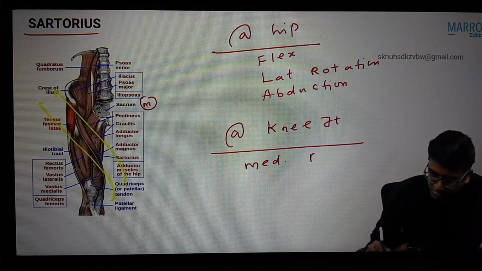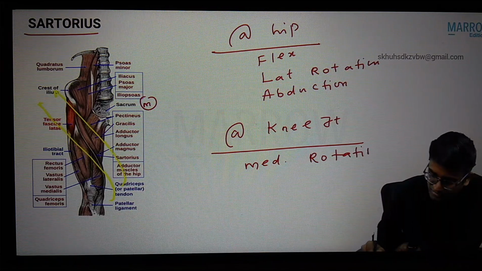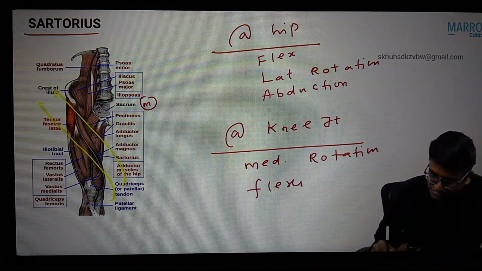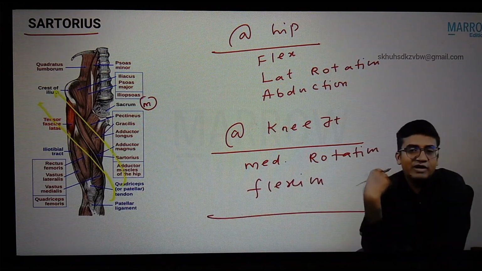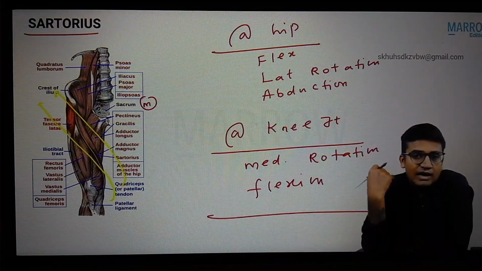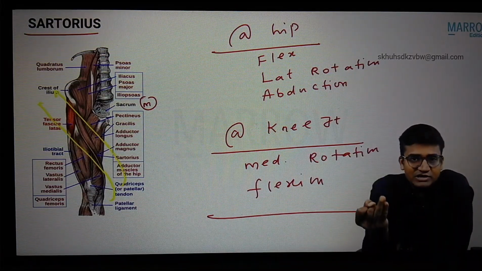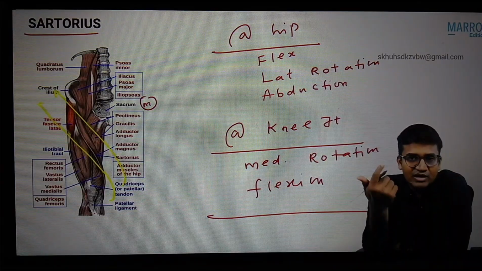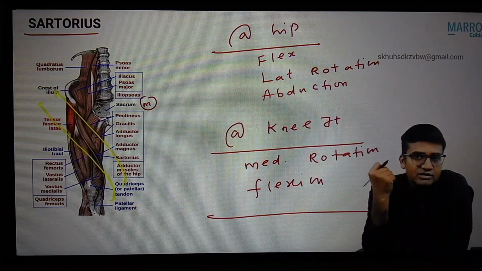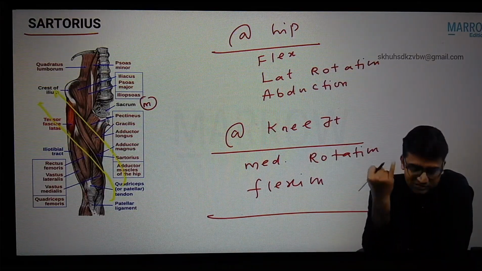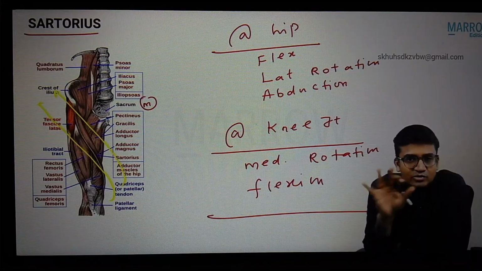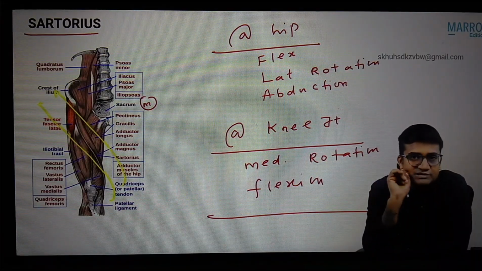So this muscle does medial rotation and also mild flexion. Now these are the 5 actions of sartorius at the level of hip joint: number 1, flexion, number 2, lateral rotation, number 3, abduction. At the level of knee joint, number 1, medial rotation, number 2, flexion. Okay, these are the 5 actions of sartorius.